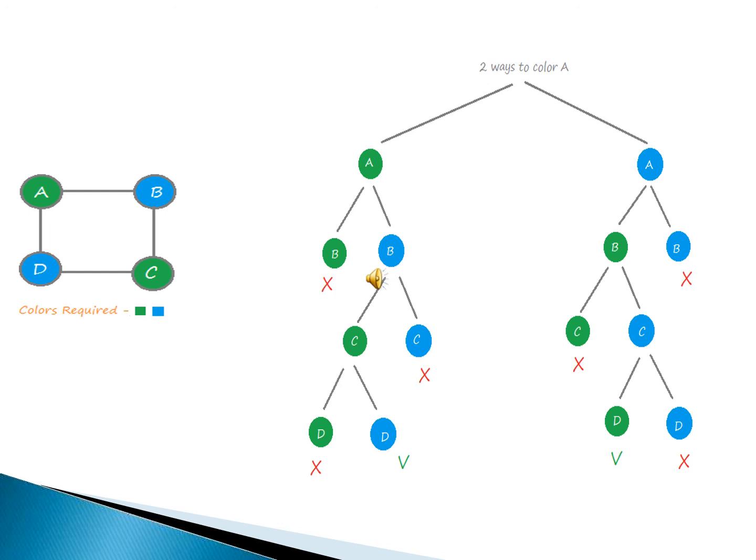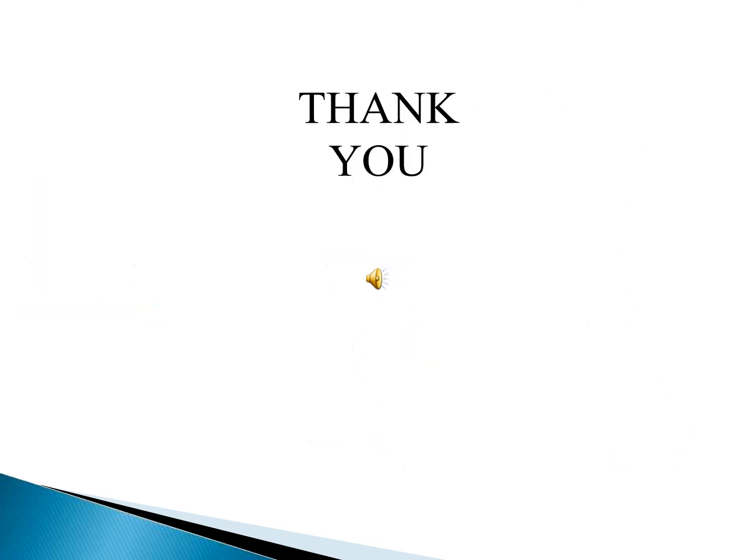Now see the right side of the tree where A is initially assigned the blue color. In this case B will be assigned the green color, otherwise a clash between A and B will occur. If B is assigned the green color, similarly C will be assigned blue and D the green one. This shows a valid path of coloring. Thank you.